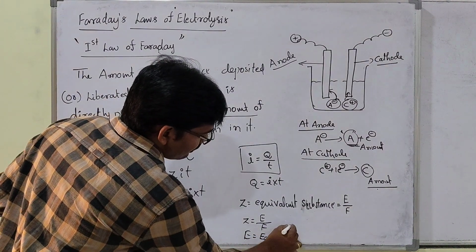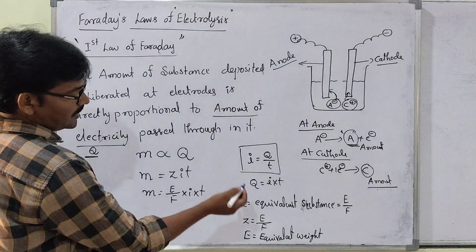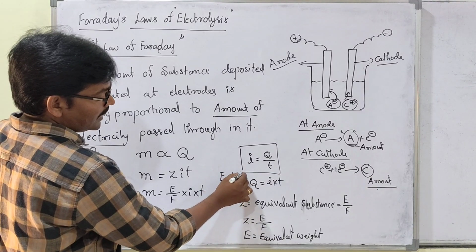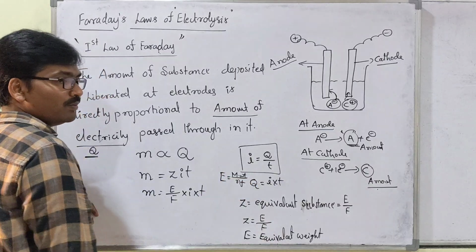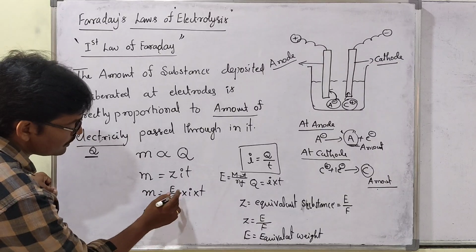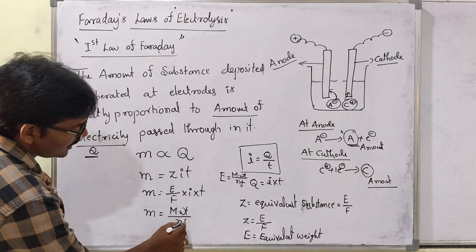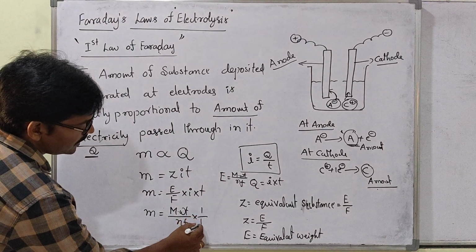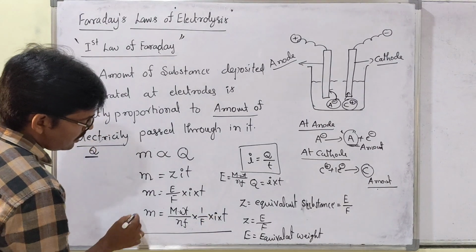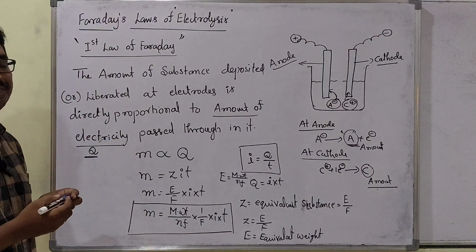Equivalent weight, that is E, equals molecular weight divided by N factor. So in the place of E, that is M, we can write molecular weight divided by N factor, into 1 divided by F, into I into T. So this is the formula to calculate the mass of the substance by using Faraday's laws.